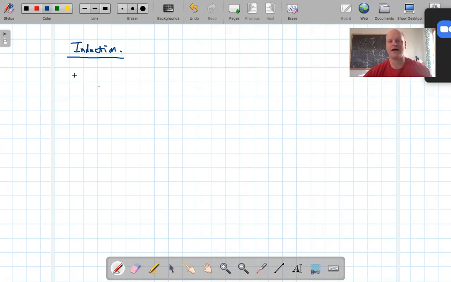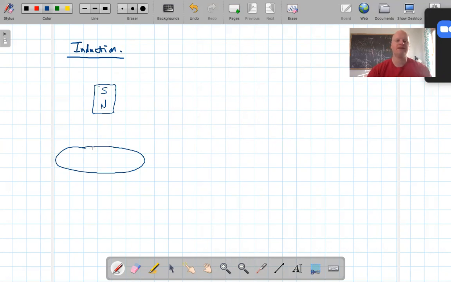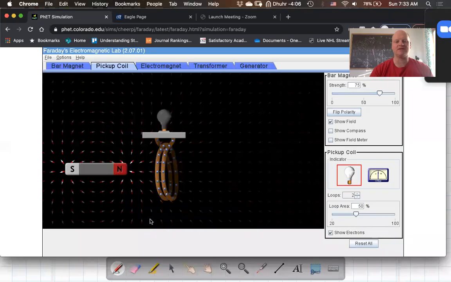So it turns out that if I had, say, a loop of wire, so here's my loop of wire, and then I move a magnet near the loop of wire, so let's say this is the north side and this is the south side, we can actually induce currents inside of this wire. A nice way to show that is here. So here I have a loop of wire, here's my magnet, here's a light bulb. Initially, if the magnet is sitting still, I have no light going on inside of the light bulb.